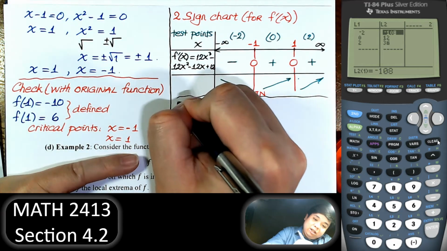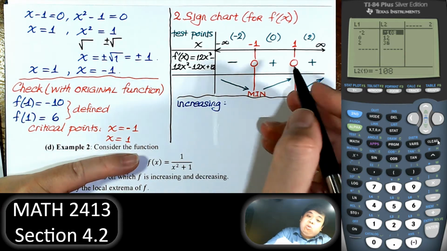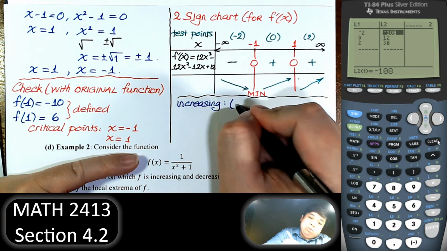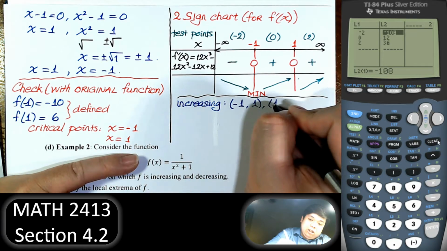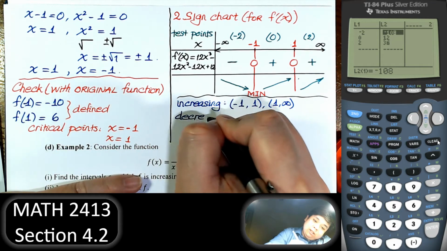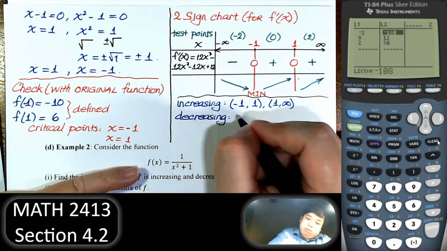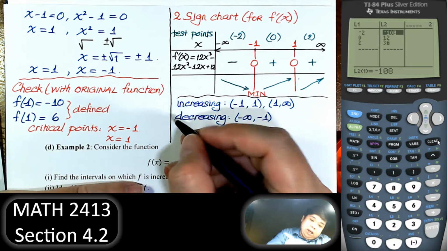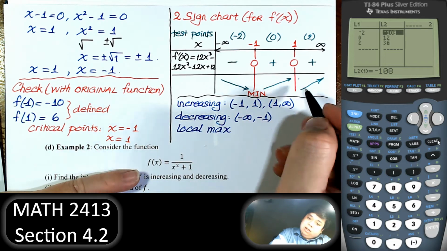Where is it increasing? Right. Do not write negative 1 to infinity, because there are two intervals. Remember, it has to be on an open interval. So from negative 1 to 1 and from 1 to infinity. That is where it is increasing. Decreasing is from negative infinity to negative 1. Is there a local max? There's none.